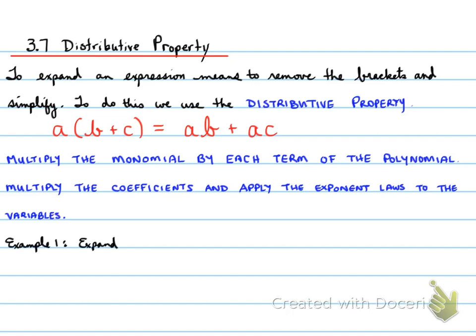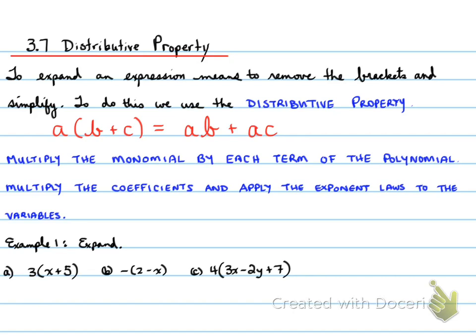So for example, I want you to understand that when you multiply a monomial, you have a monomial on the outside, you multiply it to each term of the polynomial inside the brackets. Second part is that, don't forget, you have to multiply the coefficients together and then you apply the exponent laws to the variables. So we'll see examples of what I mean by this, okay? Here we go. First example, expand the following. So we have a bunch of questions here that we're just going to expand.